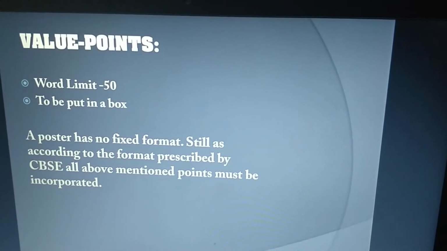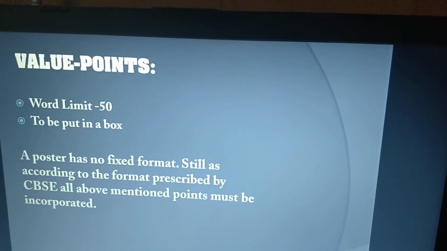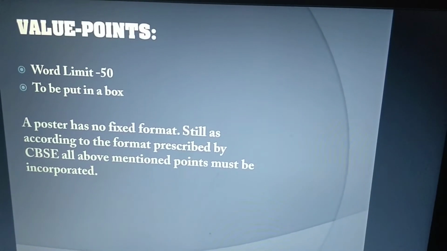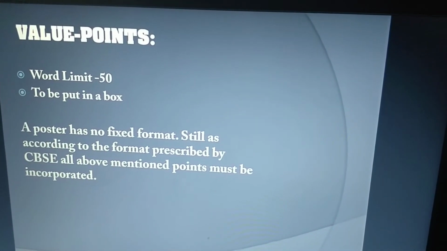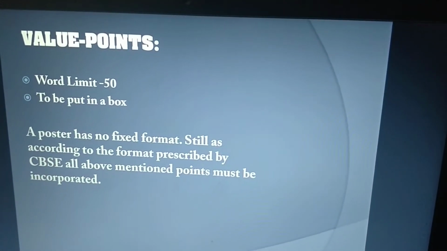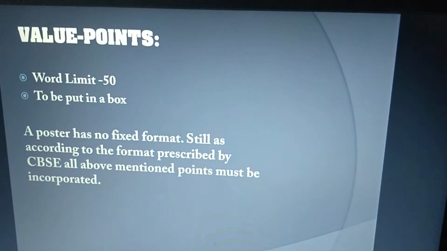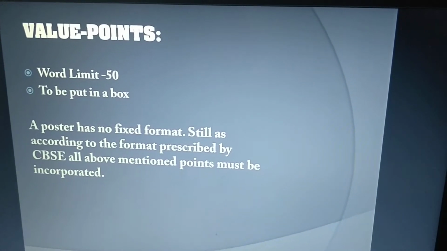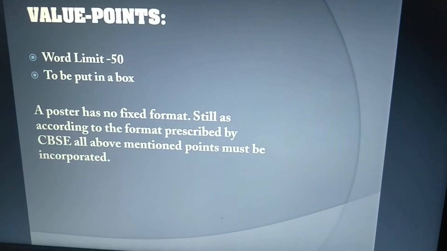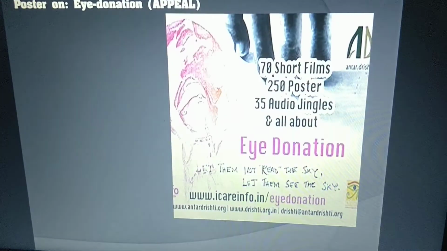Needless to say, you have to be very careful about keeping in mind the word limit. The word limit here is 50, and the most important point is that the poster is to be enclosed in a box. Whatever question falls under the category of short writing skills, whether it is a notice or poster or advertisements, whether display or classified or invitation, all the 4 marks questions are to be enclosed within a box. And let me share a very vital piece of information with you: though a poster has no fixed format, still, according to the format prescribed by the CBSE, all the above mentioned points must be incorporated.